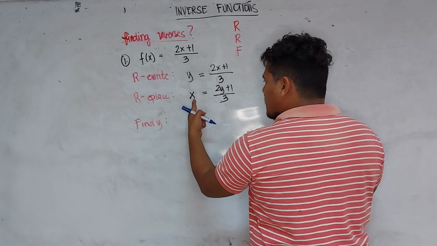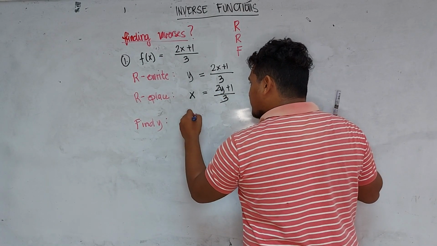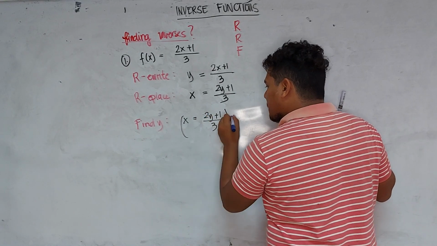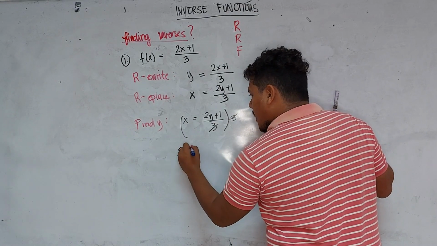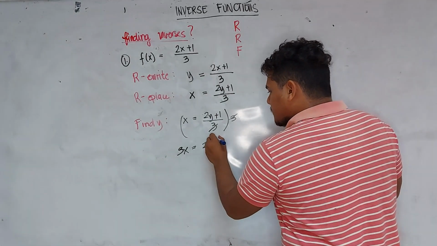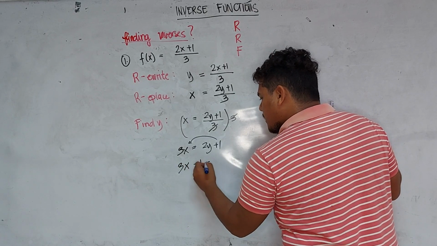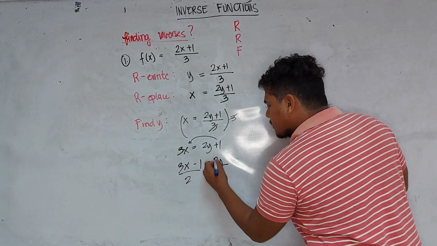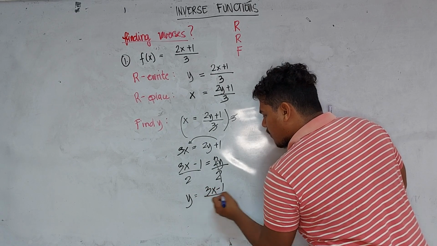So what are you going to do? This becomes, we just want to see y. What will I do here? So we have x equals (2y plus 1) over 3. Find y. Multiply 3 on both sides. Cancel 3. What remains is 3 times x. 3x equals 2y plus 1. What will I do now? Transpose 1 to the other side to get y. This becomes 3x minus 1 equals 2y. Find y. Divide 2 on both sides so that 2 cancels here. Y is equal to (3x minus 1) over 2.